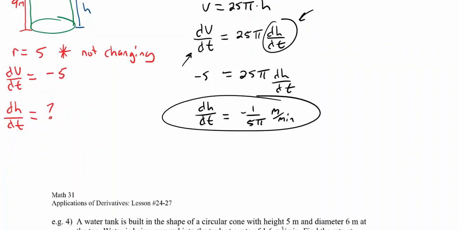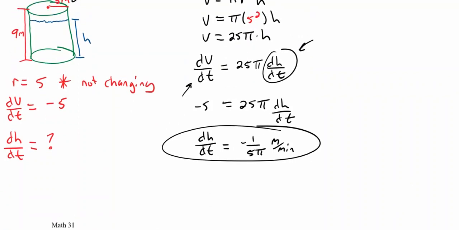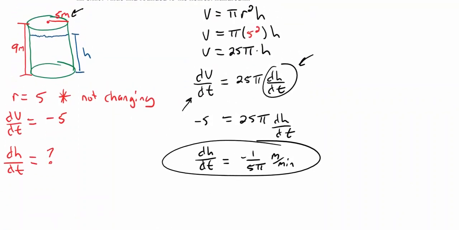Okay, so what this really means is that the surface level is falling at 1/5 pi meters every minute. And this is just to get an approximation on that. This is the same thing as -0.06 meters per minute. Gives you a bit more of an intuitive sense how fast that actually is, right?